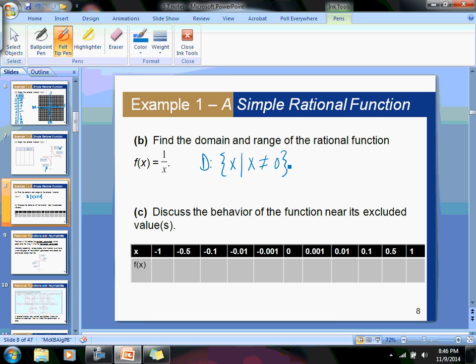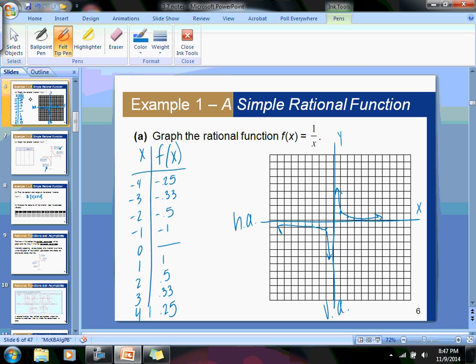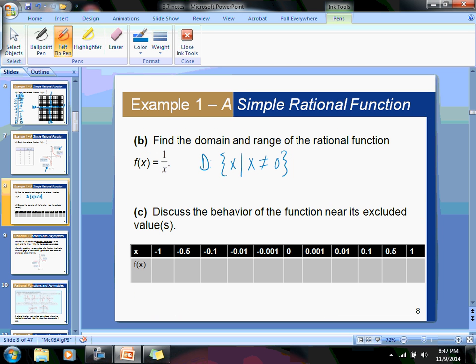And remember that our graph didn't touch the y-axis either. Okay, it didn't touch the x-axis and it didn't touch the y-axis. Okay, so remember x equals 0, that's actually the y-axis. And y equals 0 is actually our x-axis. So since our graph didn't touch y equals 0, that's our limit on our range. We had every y value covered except for y equaling 0.